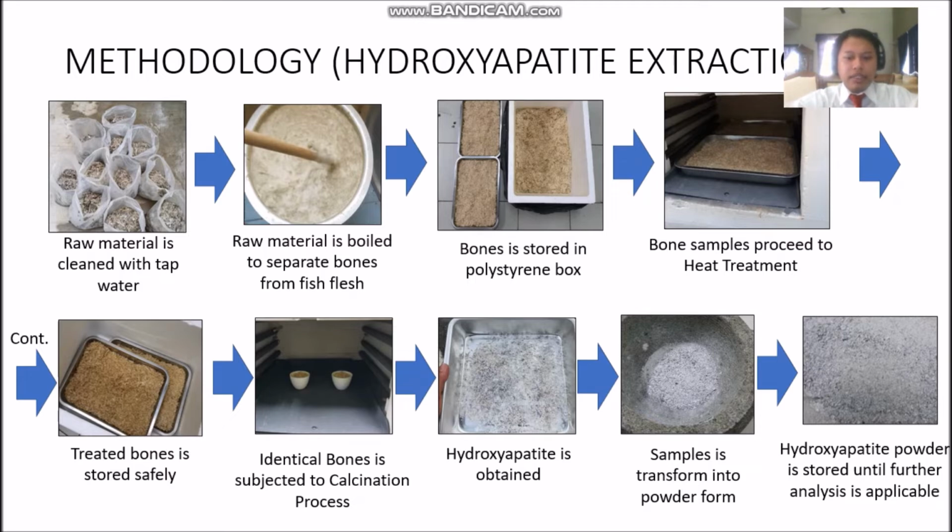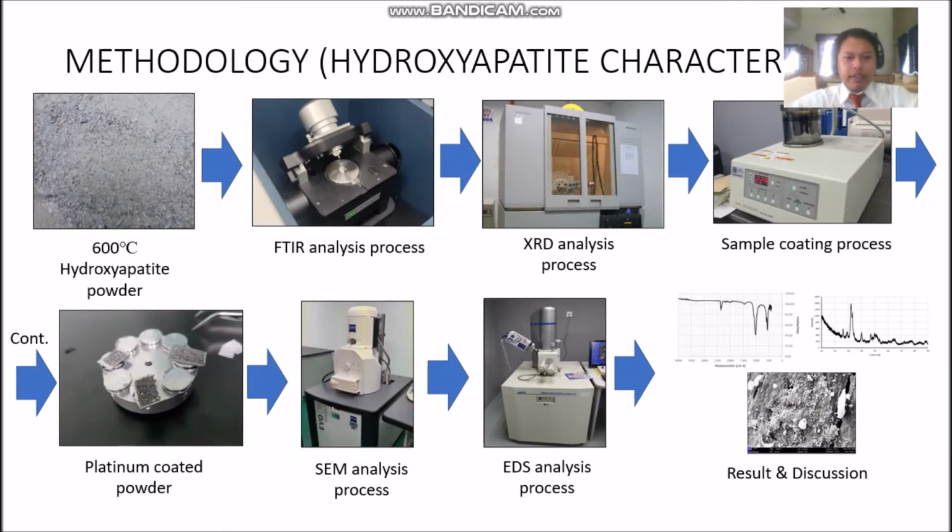Once the calcination temperature is attained, the sample is naturally cooled in the furnace before being transferred into another steel tray. And finally, the calcinated specimens are crushed using a mortar and pestle until they exhibit powder form. The hydroxyapatite powder is then securely stored in a plastic container for later investigation and characterization. Next, we'll move on to the characterization phase.